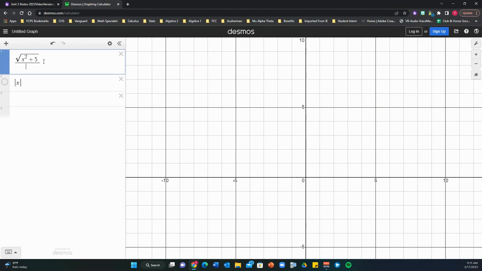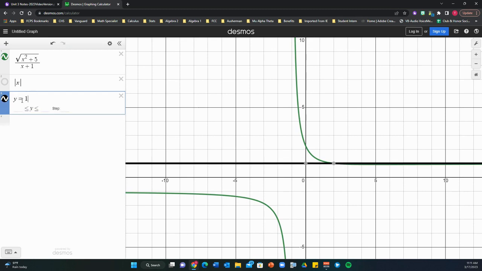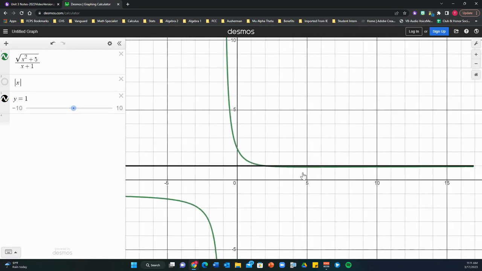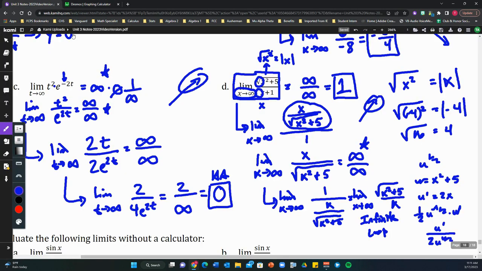If I take this function, square root of x squared plus 5, and divide it by x plus 1, you guys can see here that it does in fact have a horizontal asymptote at y equals 1. In fact, this is kind of a weird one on the right side because the graph actually dips below and then it comes back up to that y equals 1 value, but it's still approaching that horizontal asymptote. So this is an oddball situation. Doesn't happen all the time.